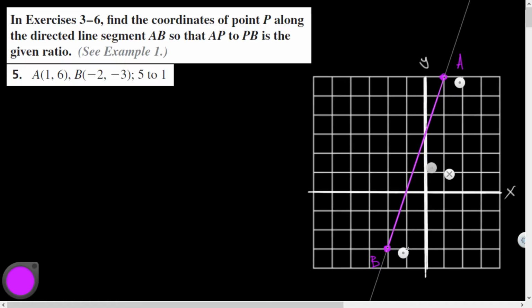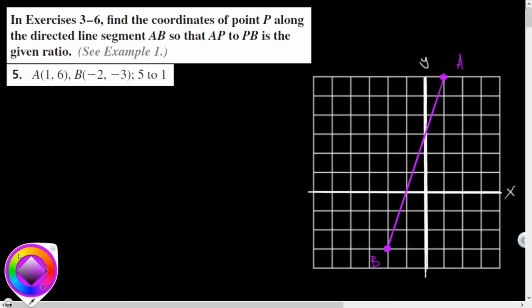All right, so there we go. Those are my 2 points, and they're asking me, find the coordinates of point P along this directed line segment. It's going from A to B, so it's going in the negative direction for both coordinates, such that AP to PB is the given ratio of 5 to 1. Okay, so let's talk about that.